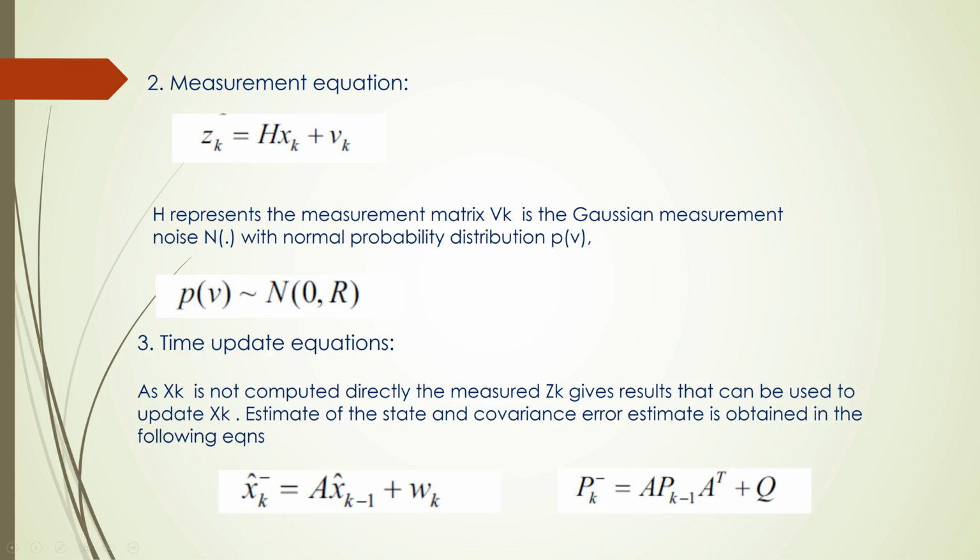The second phase is nothing but the measurement equation. H represents the measurement matrix, Vk is the Gaussian measurement noise with normal probability distribution P of V.